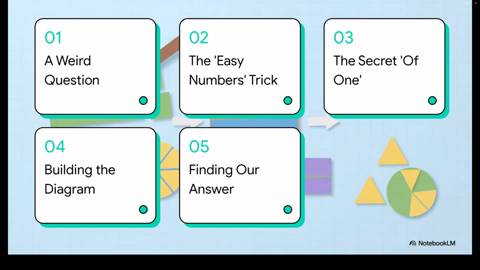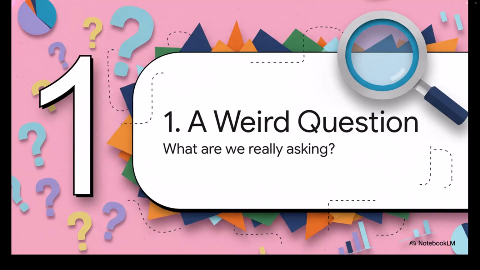All right, so here's our roadmap. First, we'll tackle what I call a weird question to really understand what we're being asked. Then, I'll show you a super helpful, easy numbers trick. After that, we'll get into the secret of 1. This is a big one. And then we'll actually build the diagram and finally find our answer. Sound good? Let's jump in.